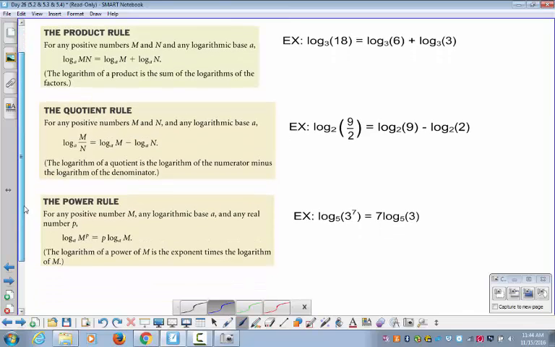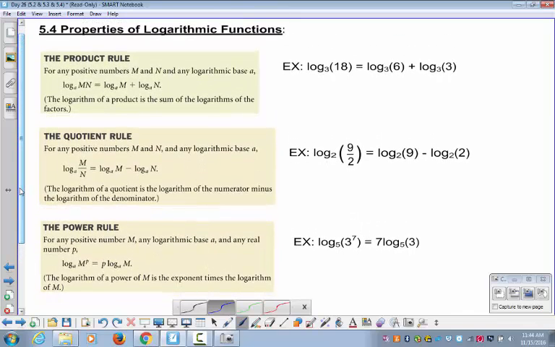These are the three main properties of logarithms. Product, quotient, power rule. And when you get into calculus, you're going to have product, quotient, and power rules for derivatives and integrals and all sorts of other things. Mostly derivatives, actually. Product, quotient, power rules. So let's understand the product, quotient, and power rule for logs.